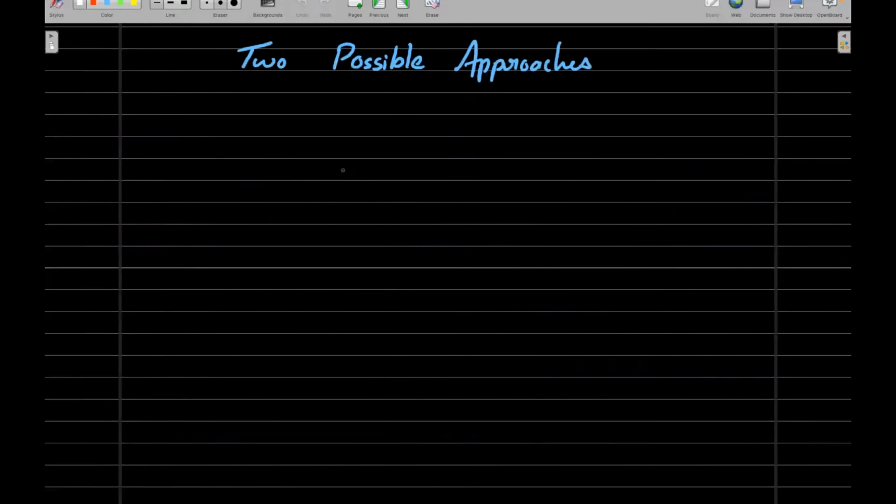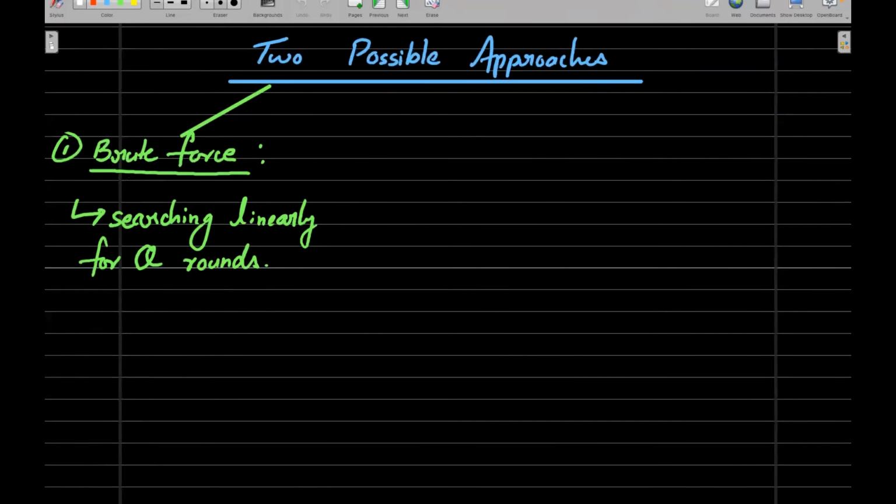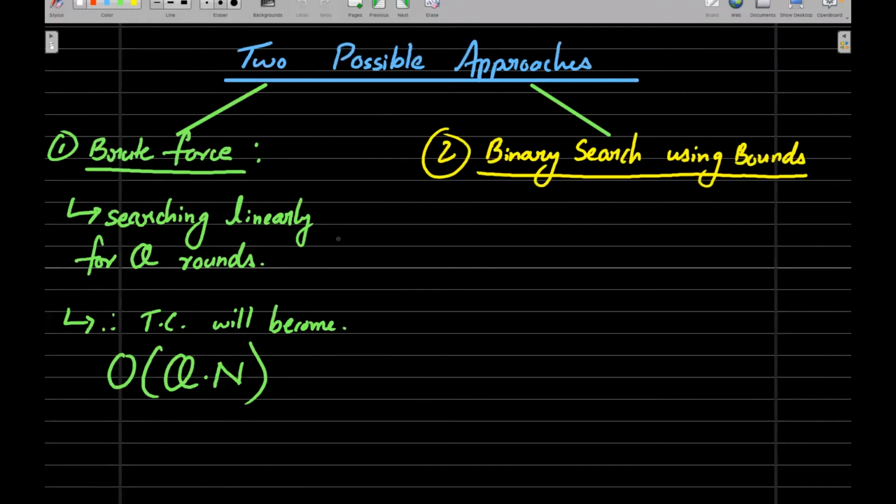Now, two possible approaches are there. First is brute force, in which we can search linearly all the soldiers who can be killed by Piyush, meaning soldiers with powers less than or equal to M. At the same time, we can count and sum their powers also. That will give a time complexity of Q into N. The second approach is binary search using bounds.